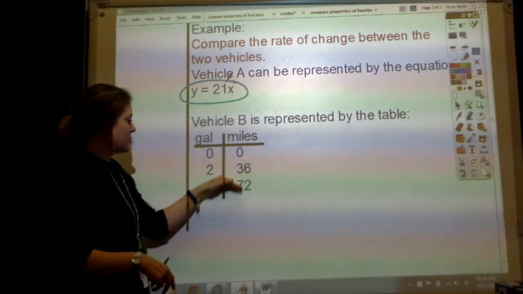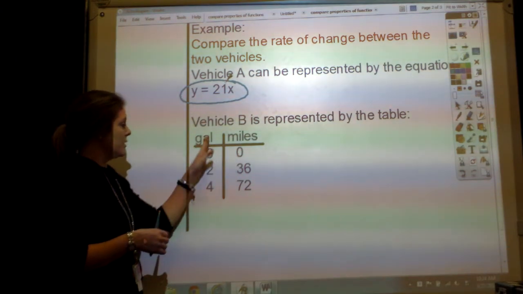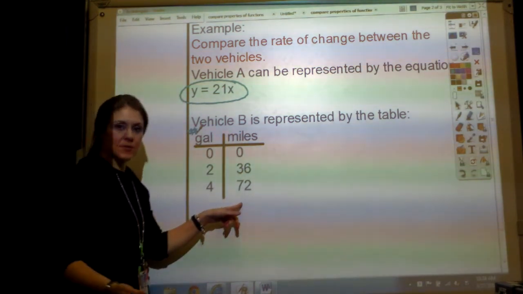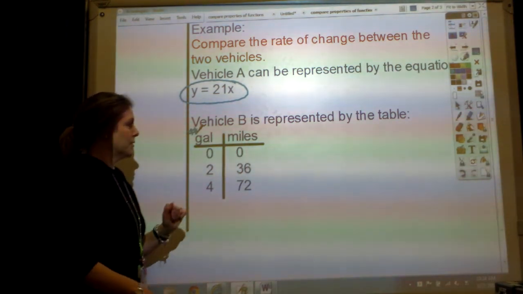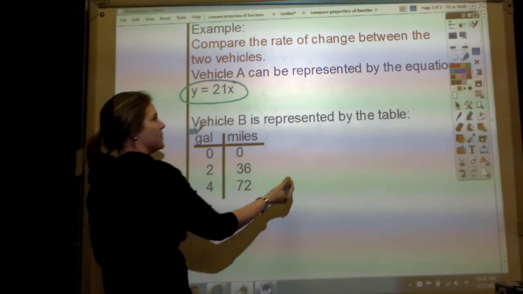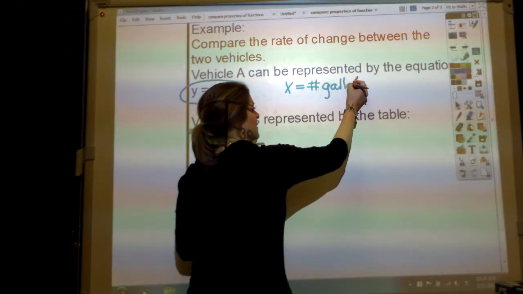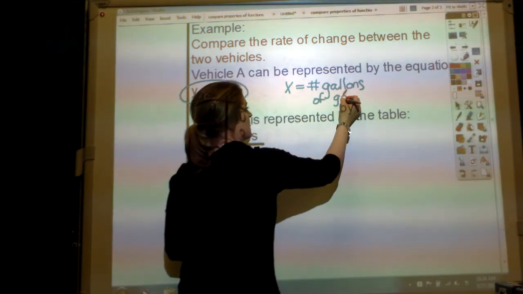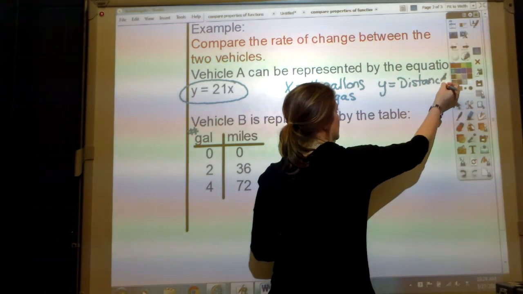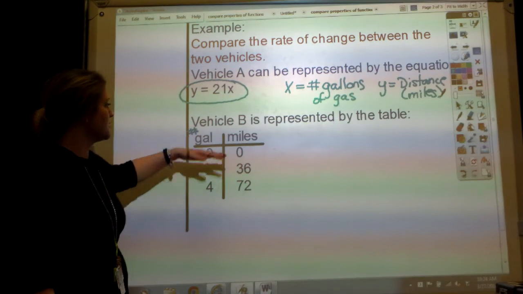In vehicle B's description, the table, they're telling us that we are looking at gallons and miles. So our independent would be the number of gallons, and the dependent would be the miles that can be driven on those amounts of gasoline. So we'll say that the X is the number of gallons of gas, and Y can be the distance, which is in miles. Okay? So now let's look at these.